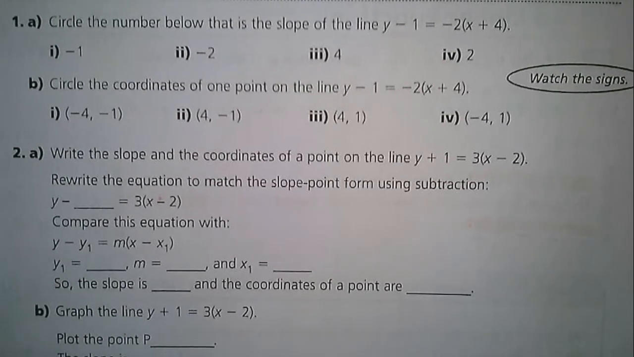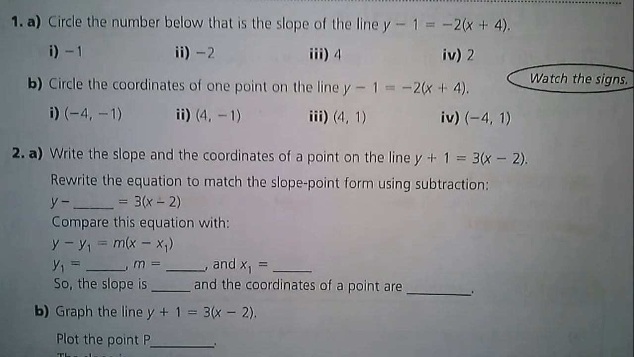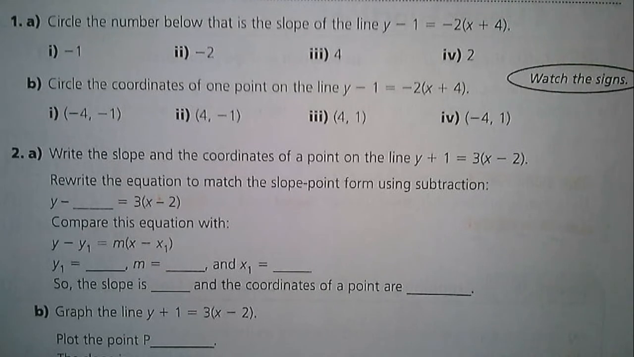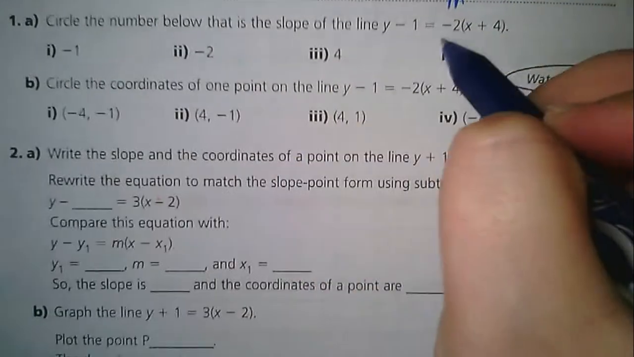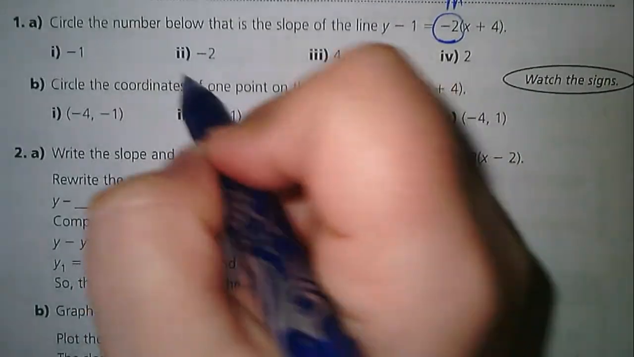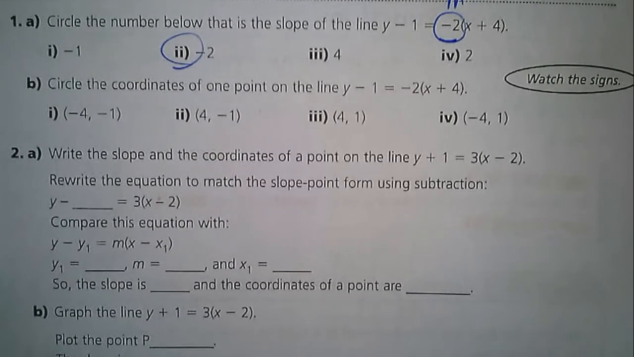All right, so let's go through the answers for these check questions. It says here, circle the number below that is the slope of the line y minus 1 equals -2x plus 4. So remember, we're looking for the slope or the m value. That is right here. So that means that number 2 is going to be my correct answer for this one.